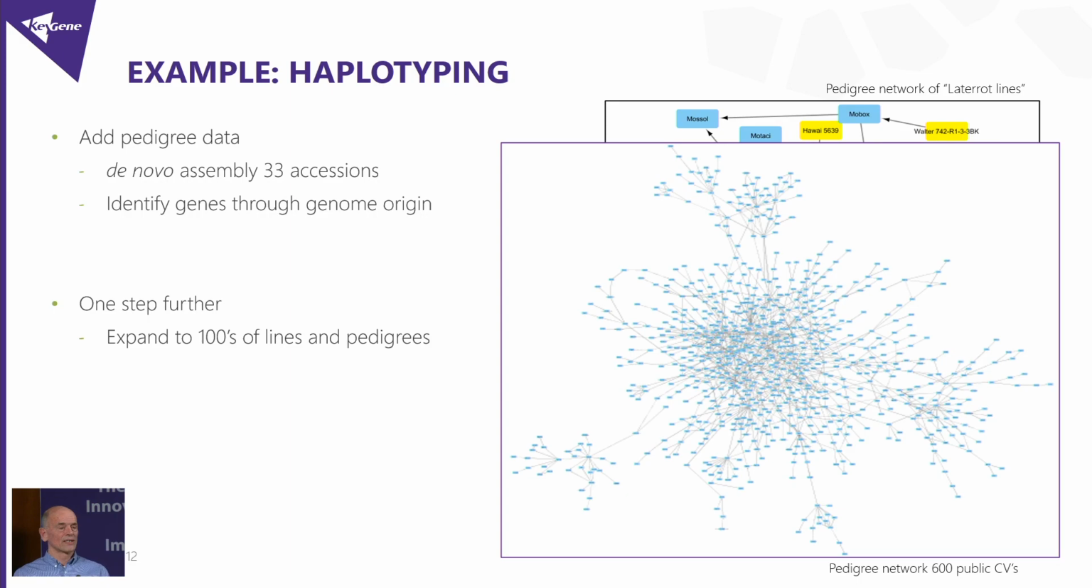Well, it becomes even more interesting if I expand the numbers. So here you have the pedigree network of about 600 public tomato lines. I think it would be great if I could follow gene content through this pedigree instead of haplotype content, because then it's far easier to make a link to the actual traits.